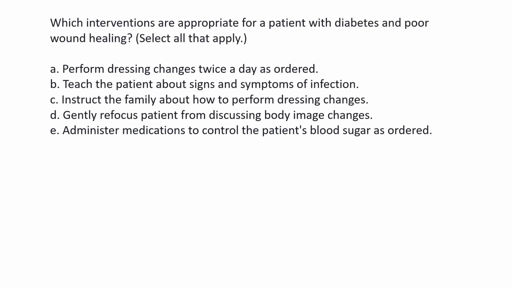Which interventions are appropriate for a patient with diabetes and poor wound healing? Select all that apply. A. Perform dressing changes twice a day as ordered. B. Teach the patient about signs and symptoms of infection. C. Instruct the family about how to perform dressing changes. D. Gently refocus patient from discussing body image changes. E. Administer medications to control the patient's blood sugar as ordered.